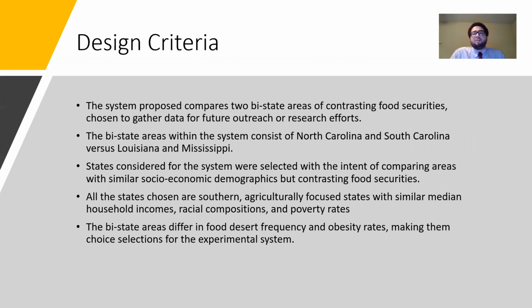The design criteria for our model will be tested on a bi-state area system, specifically 2 bi-state areas of contrasting food security. The 2 bi-state areas that will be used for our system are the Carolinas and the Mississippi River Delta, specifically North Carolina and South Carolina versus Louisiana and Mississippi. The states considered for our system were selected because they have similar socioeconomic demographics, but contrasting food securities. All the states chosen were southern, agriculturally focused, and had a similar median household income.